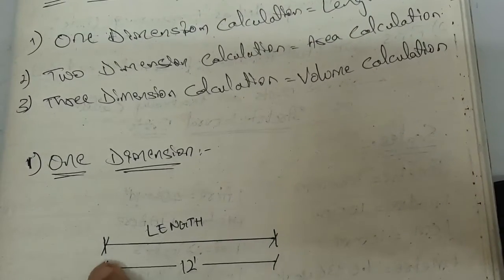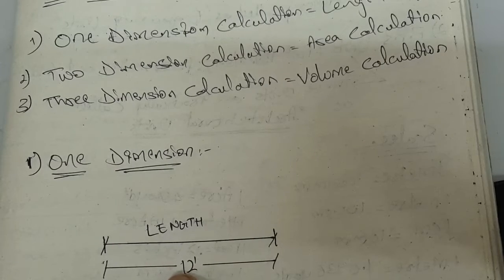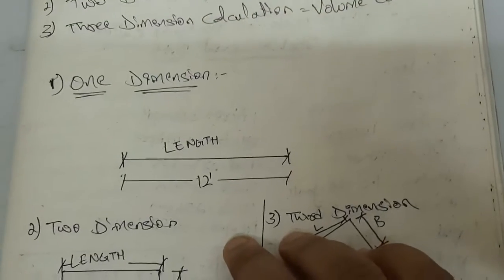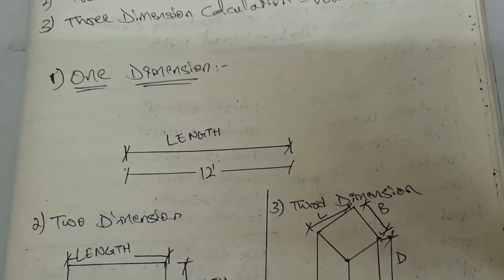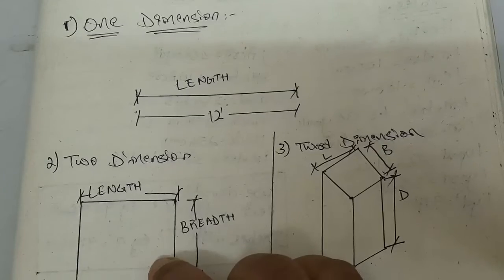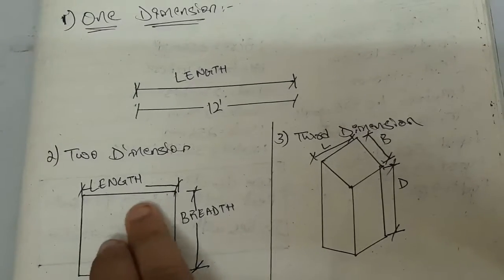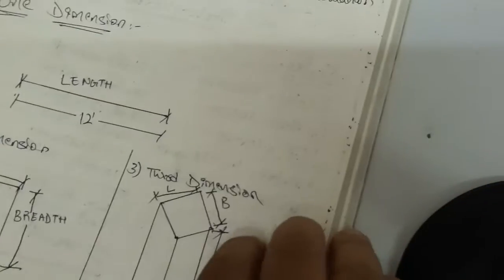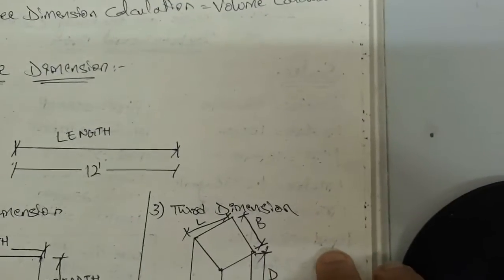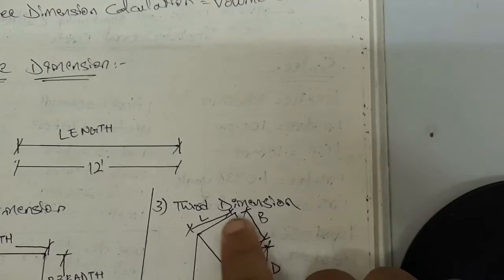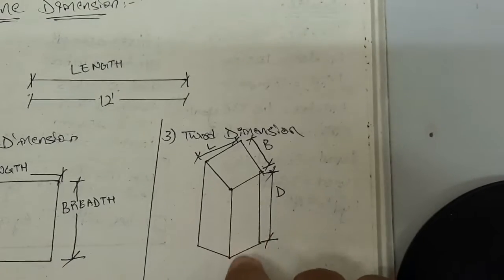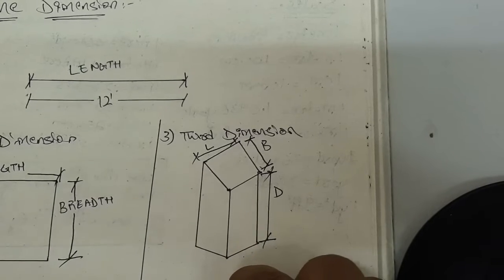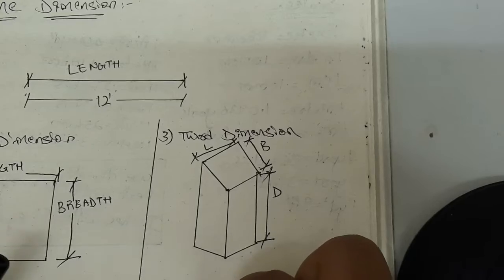For example, this is a line and it's having a length of 12 feet. Similarly, for two dimensional calculations, we mostly calculate the area, and this includes the length and the breadth. In the third dimension, we calculate the volume, which is the length, the breadth, and the depth. So these are the three types of dimension calculations.